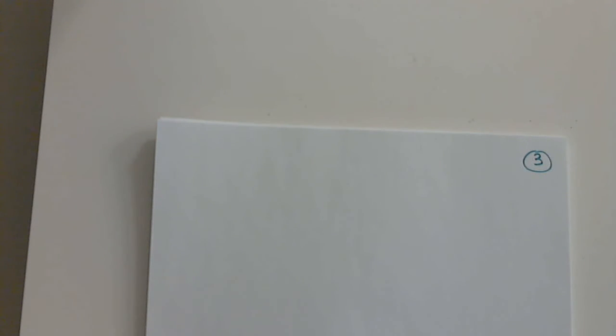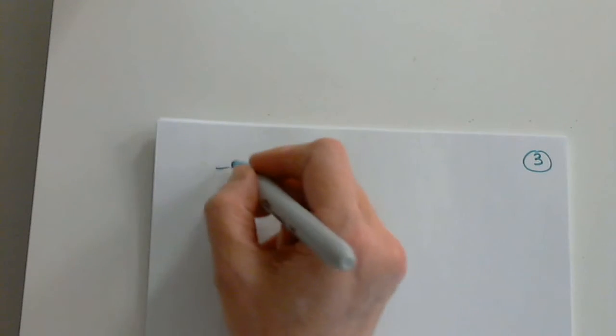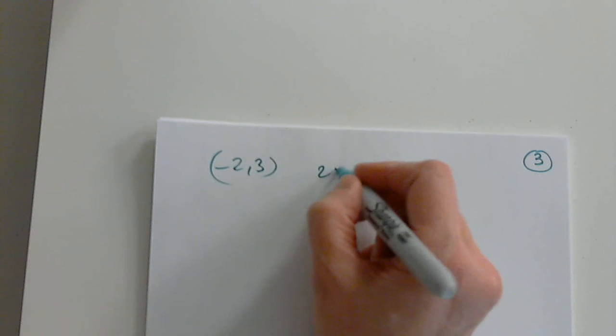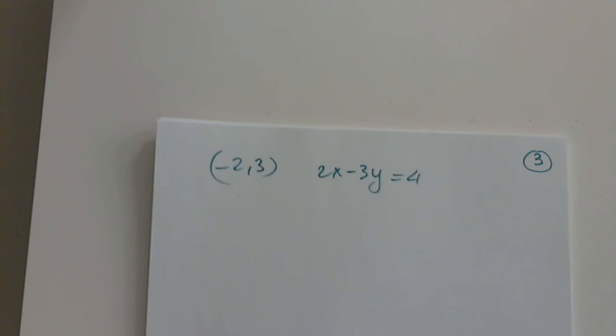I think I'm on page 3. Okay, the first one has a point (-2, 3), and we have 2x minus 3y equals 4. This particular question has 2 parts, basically. Find the equation for the line that passes through the given point and is parallel to this line. And the second one passes through this point but is perpendicular to this line. So part A, parallel, part B, perpendicular.